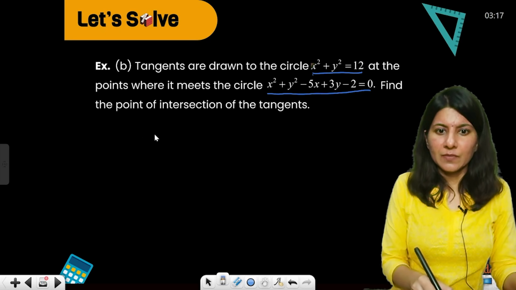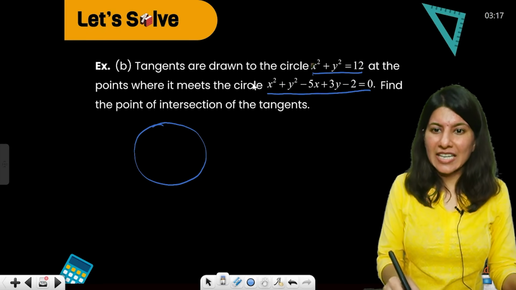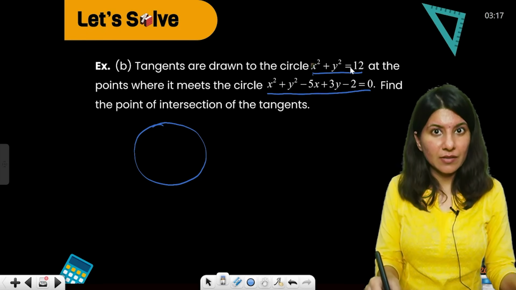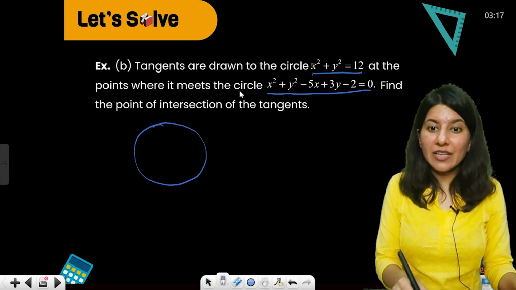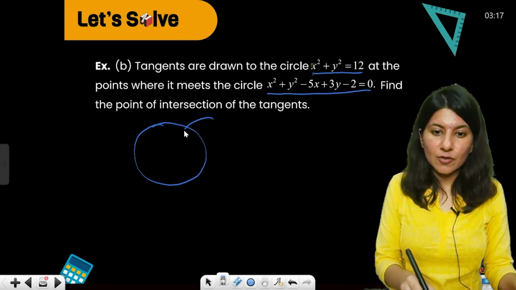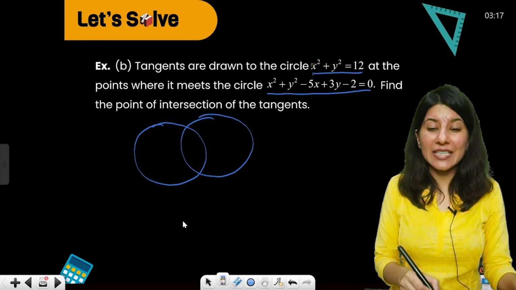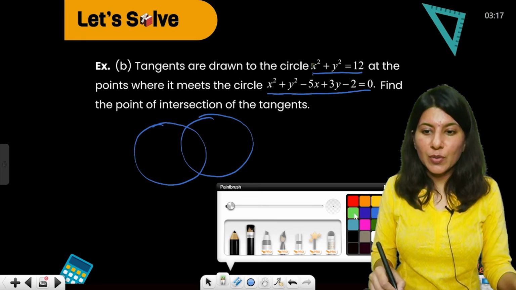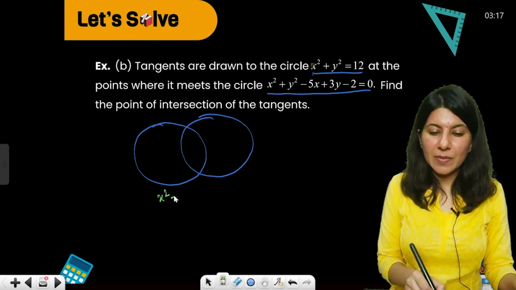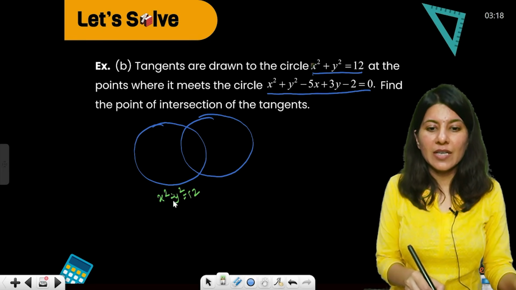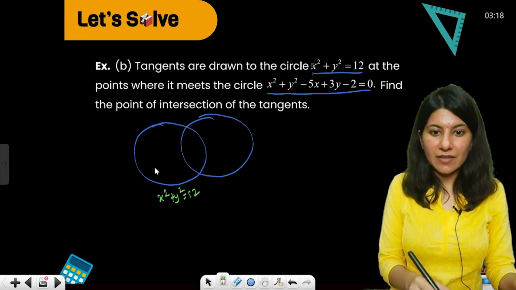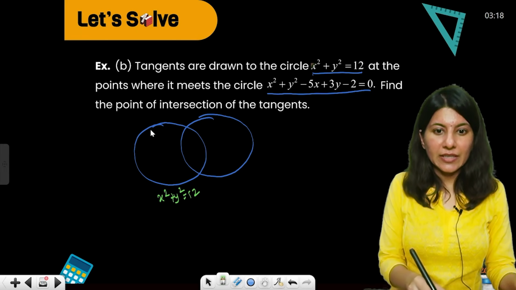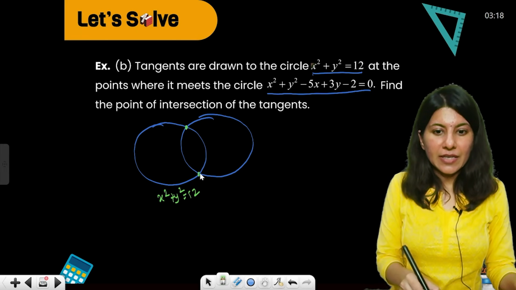Understand. There is a circle. Tangents are drawn to this circle, but where? At the point where it meets another circle. So there are basically two circles meeting at two points. The first circle is x square plus y square equals 12. We are drawing tangents to this circle at this point and this point.